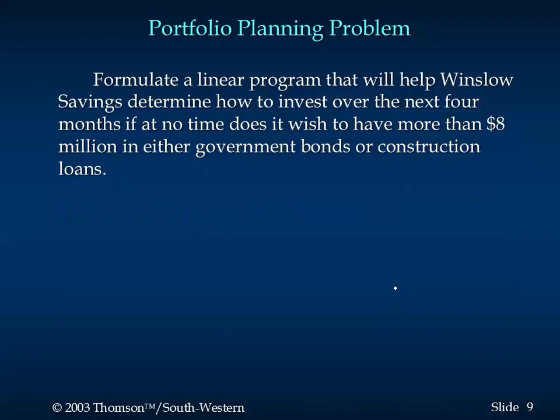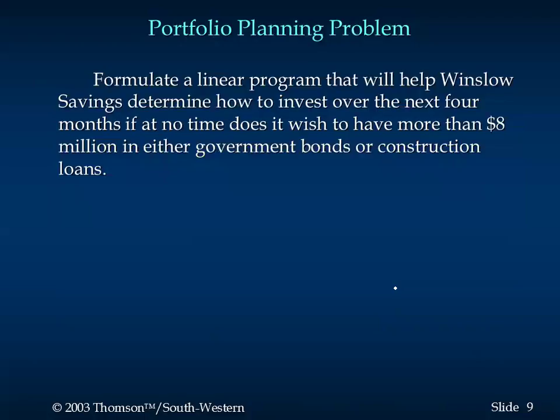Okay, so formulate a linear programming problem that will help Winslow Savings determine how to invest over the next 4 months if at no time does it wish to have more than $8 million in either government bonds or construction bonds. So this is a further set of constraints. So the question is, what are we trying to decide here? What do we need to decide? Where to invest. So how to take our $20 million and how to invest it.